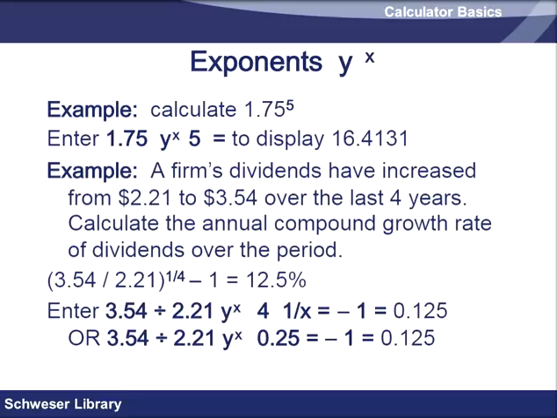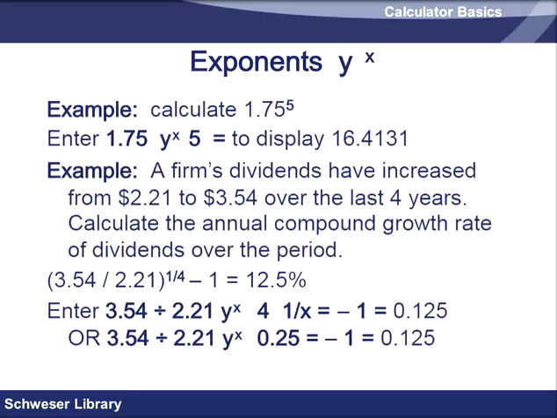So 3.54 divided by 2.21, we want to take that to the 1/4 power. What we could enter is y to the x, then enter 4, then enter 1 over x. Your display will change to 0.25, which is what 1/4 is. Then hit equal, and we need to subtract 1.